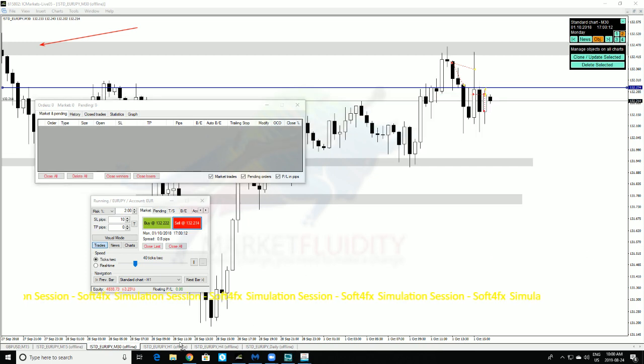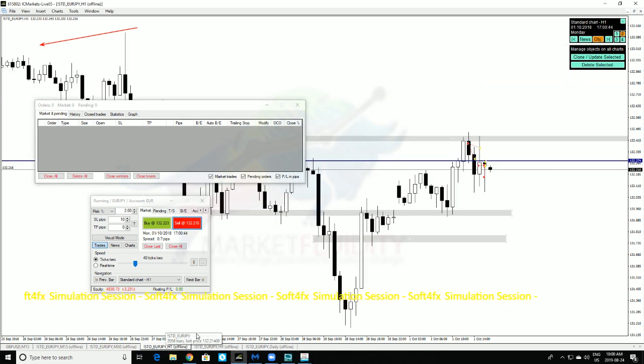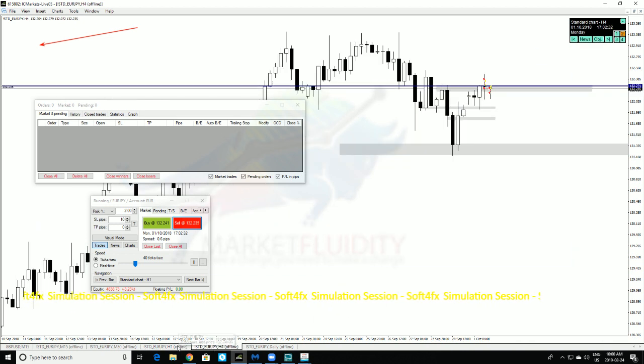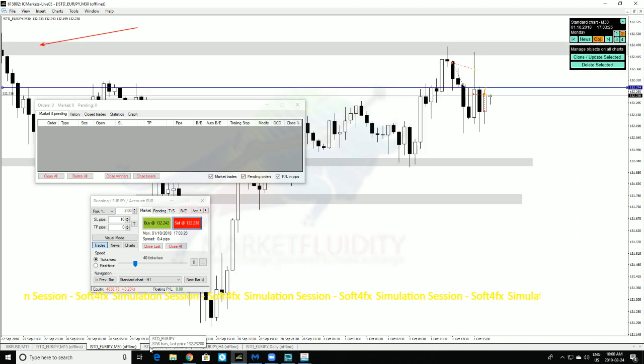Retest 132.50. Wow. Too bad, so sad. Well, I guess this New York session was a dud. We took a loss here in the New York session, so that's okay. We're going to move to the Asian session now, but I still think it's going to drop.